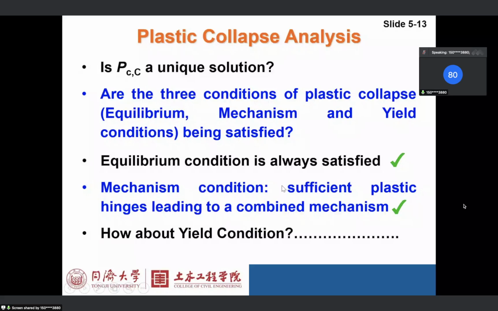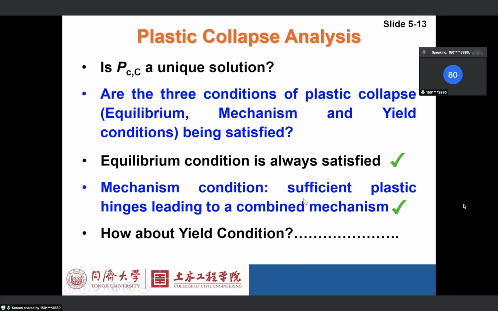Mechanism condition, okay. If we follow the recommendation of the 3 mechanism condition, it is always satisfied. Okay, so sufficient plastic hinges leading to a combined mechanism. So the only thing we need to check is the yield condition.